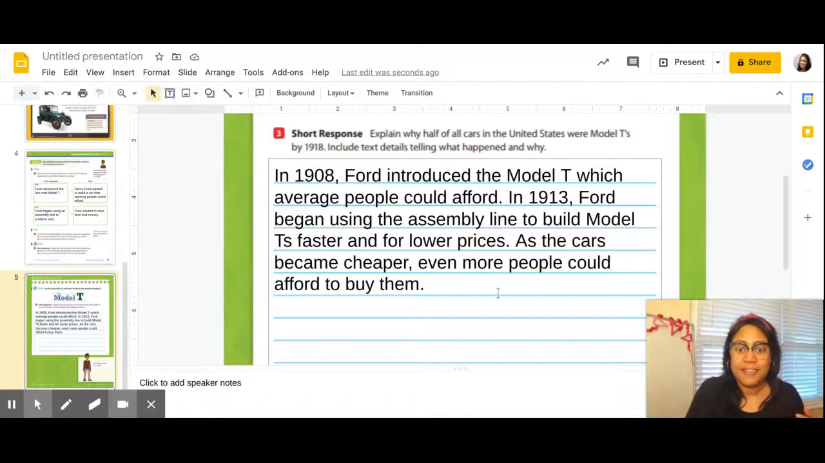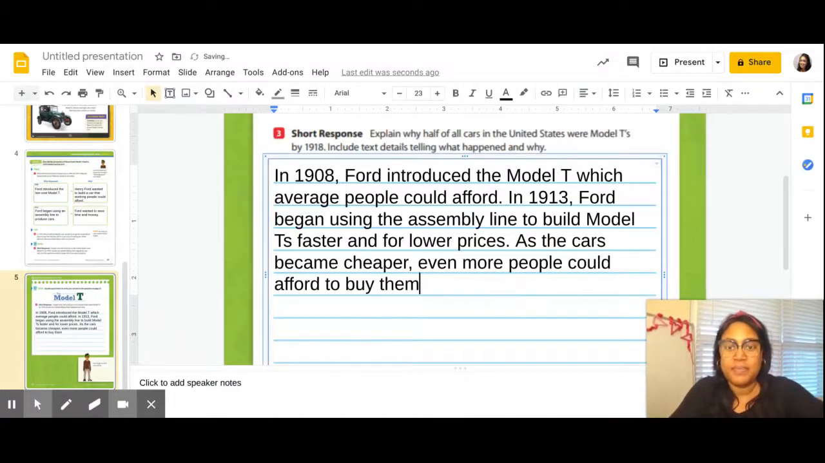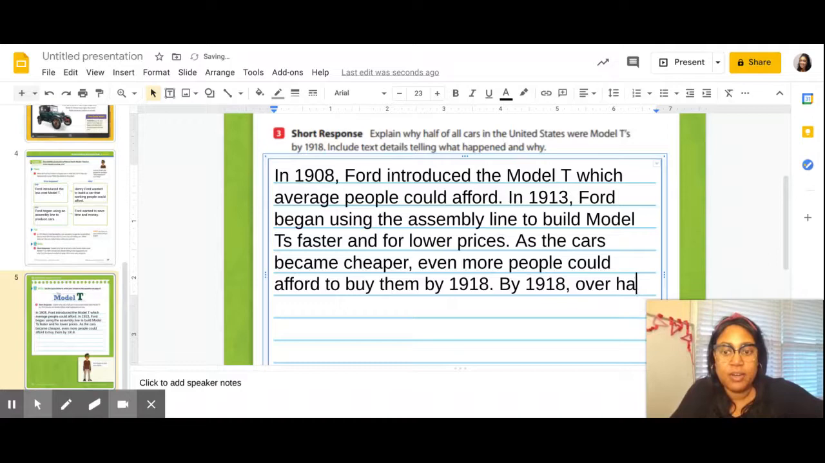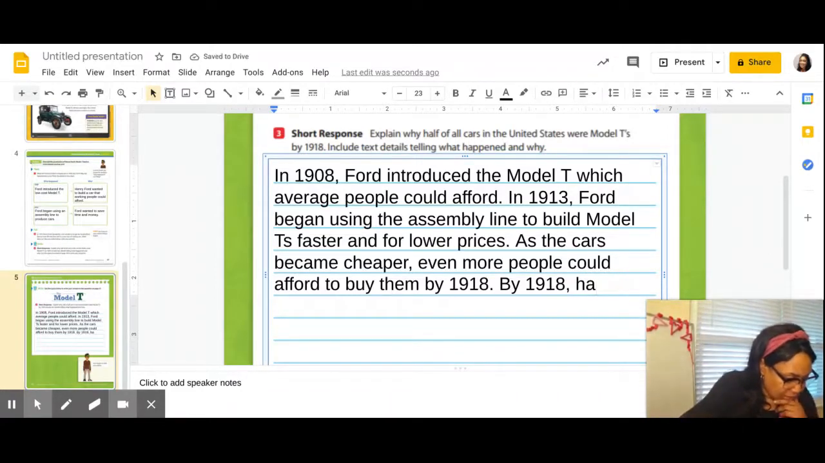And I'm going to even edit this at the end just so we're specific. As the cars became cheaper, even more people could afford to buy them by 1918. By that time, by 1918, over half, or let's say, I don't think it said over, I think it just said half. Let me go back to the text. Yes, it just says half in paragraph 3, and by 1918, half of all cars in the United States were Model Ts.